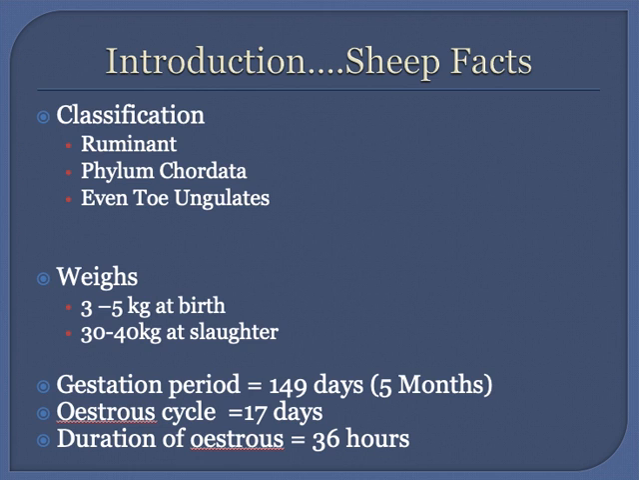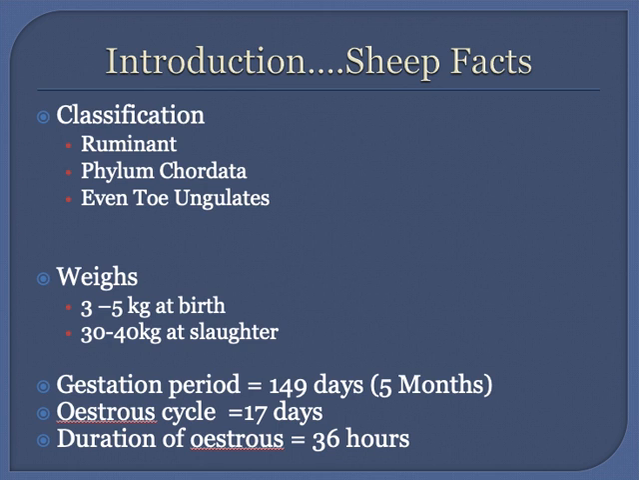Okay, first we'll look at a few sheep facts just to get us started. So how do you classify sheep? Well, they're ruminant animals, and we would have studied a fair bit about nutrition in the ruminant. They belong to the phylum Chordata, which means they have a backbone, and they are even-toed ungulates.